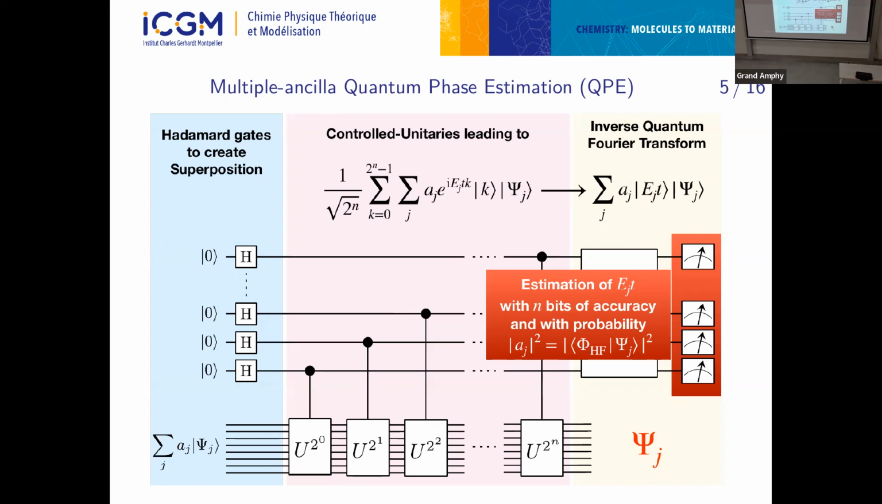You can, of course, do this operation several times, and because it's not deterministic, you will get different probabilities of getting other eigenstates if you want. And so by repeating this several times, normally you should extract all the spectrum of your problem.